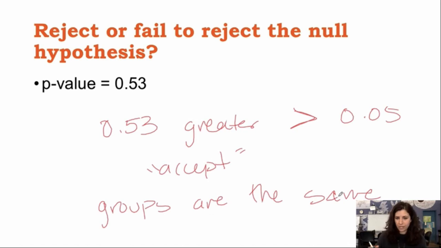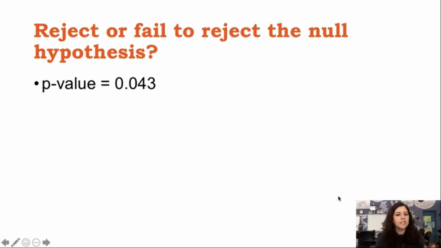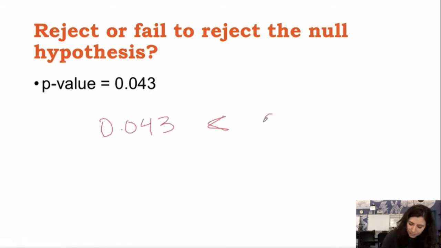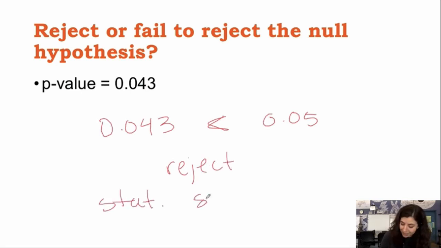Okay, let's try another one. So in a different experiment, we have a p-value that is 0.043. In this case, should we reject or fail to reject the null hypothesis? In this case, we are going to reject the null hypothesis. So, same thing, 0.043 is less than 0.05, less than, thumbs down, that means we reject the null hypothesis, and we would say the groups are statistically significantly different.